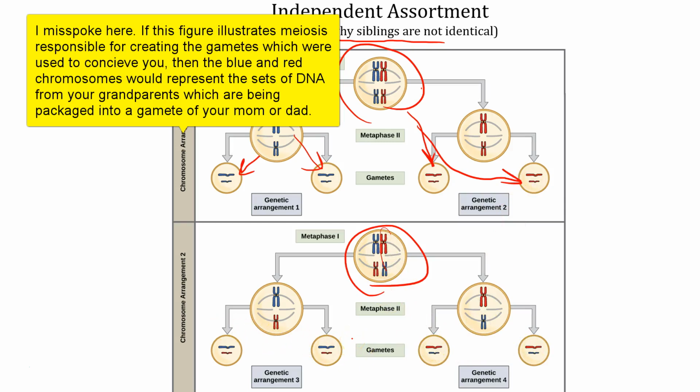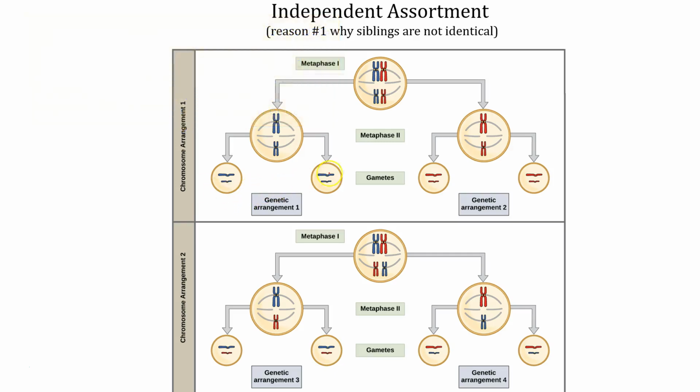And that's one of the reasons why you might have traits that are like your mom, or you might have traits that are like your dad, depending on which of these pieces of DNA got packaged into your parents' sperm and egg when they conceived you.